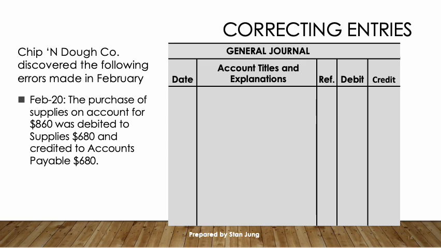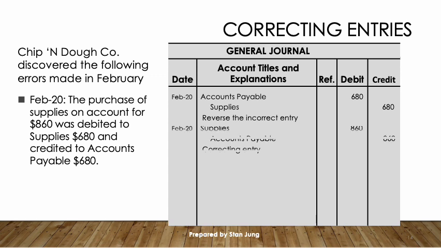Let's take a look at the two-step process first. With the two-step process, I'm going to reverse the original transaction. We made the transaction debit and credit 680, and I'm going to reverse that. The second transaction is I'm going to correct it using the proper amount of $860. This time around, if you want, the one-step process might be a little bit faster.